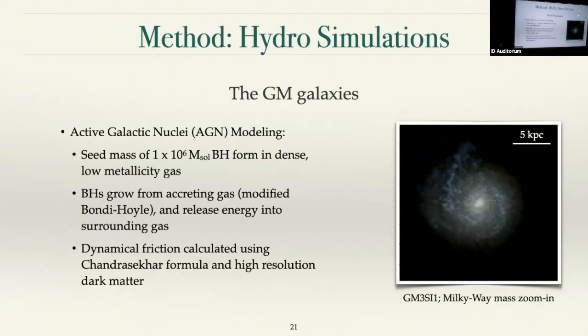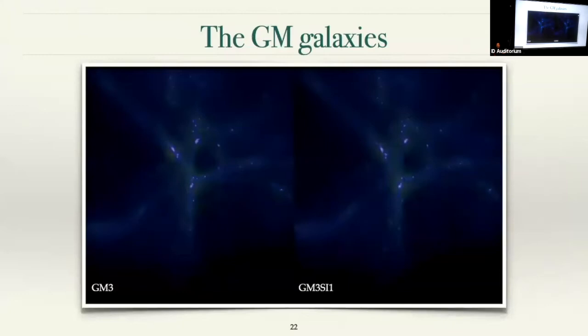Okay, and so you have a seed mass black hole of 10 to the 6, and again, this forms in dense, low metallicity gas. That's important. And the other thing that's important is that you have this dynamical friction, so you can trace the orbits of the black holes. Okay, so I guess I'll show this because I think I have a bit of time.